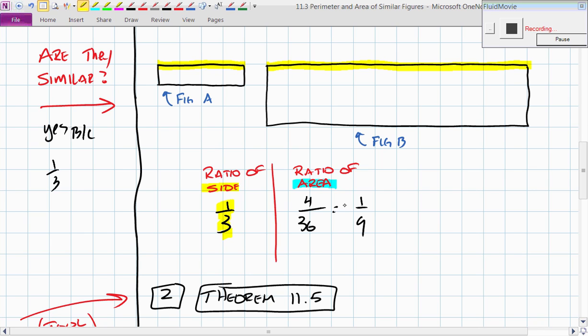Does anybody see a pattern here? Does anybody see a pattern here? Yeah, Ursula, what do you have?